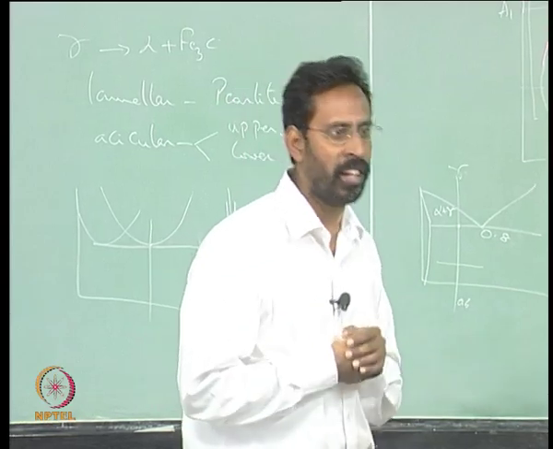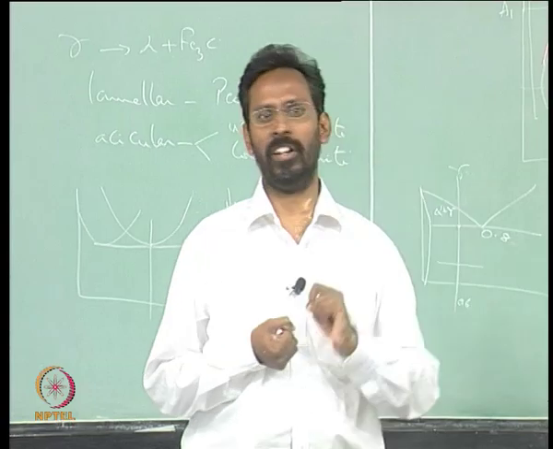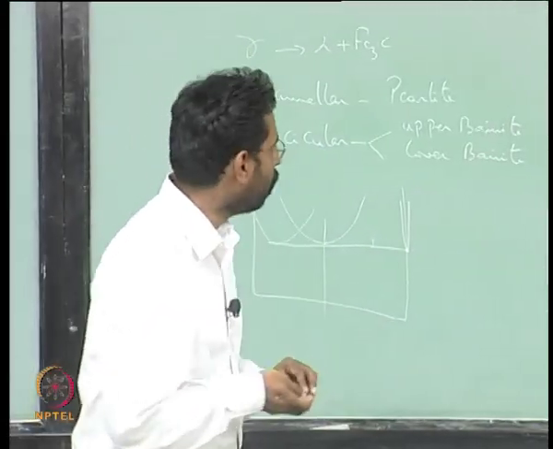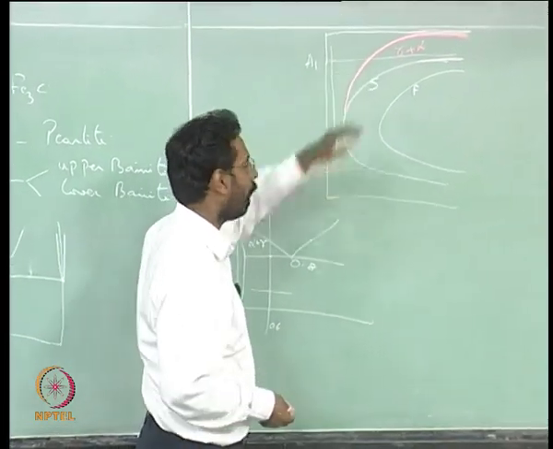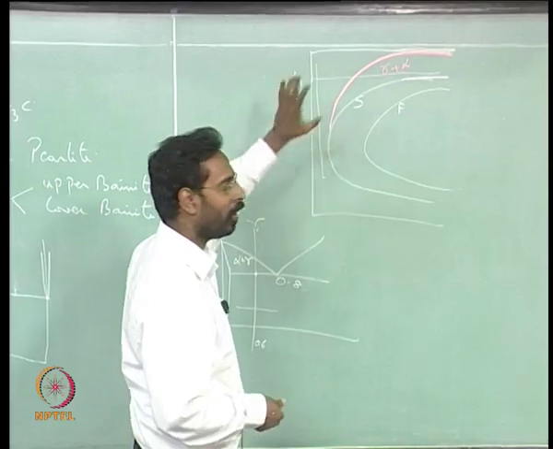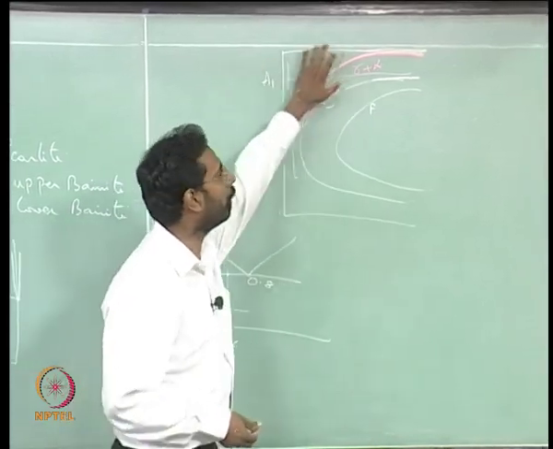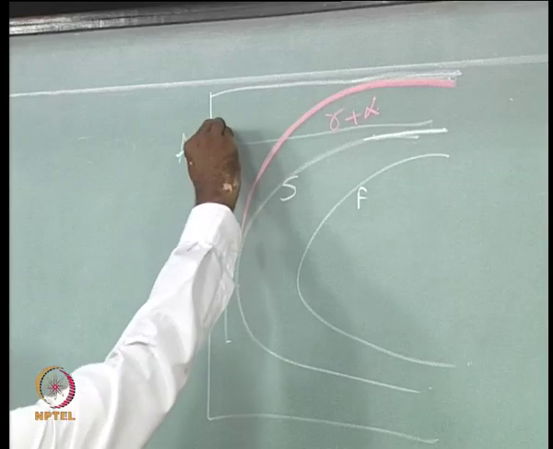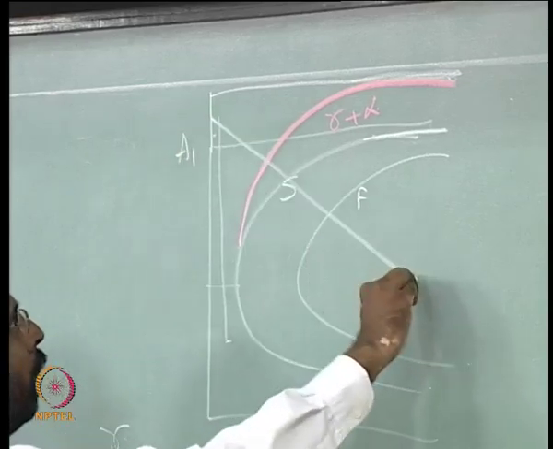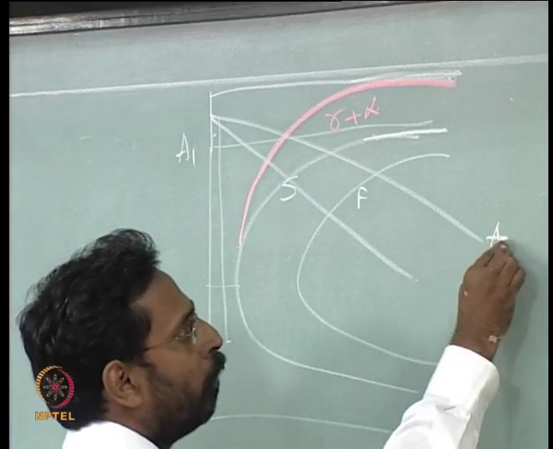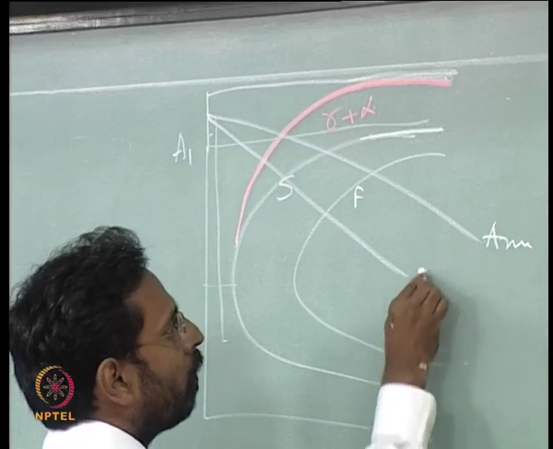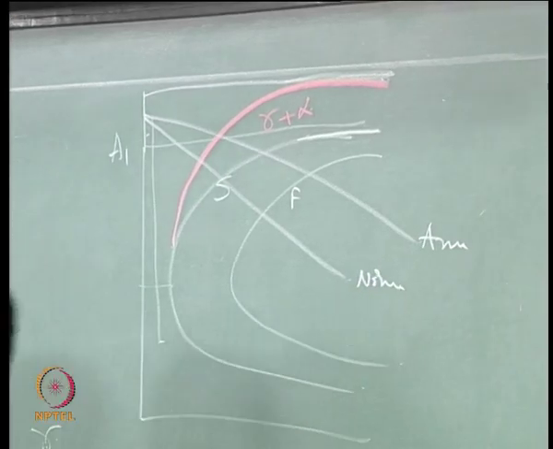Whenever I normalize a steel, basically I am cooling it faster. Imagine that this is the TTT diagram. Forget about the alpha plus gamma for the time being, and I am taking a steel above the A1 and cooling it. Let us say these are the two different cooling rates, one corresponds to annealing and one corresponds to normalizing.